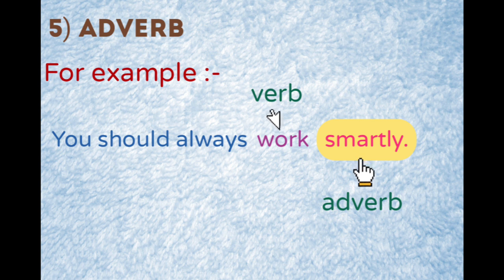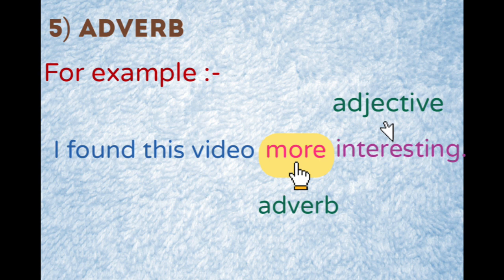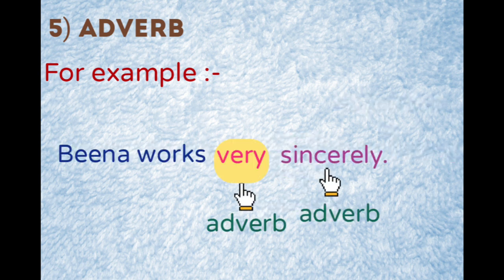Now I'll show you another example in which it will be adding meaning to an adjective. Look here, I found this video more interesting. Here, more is an adverb which is describing an adjective, interesting. Next example is Beena works very sincerely. Here, an adverb is describing another adverb. One adverb is adding meaning to another adverb. Here, very is an adverb which is describing another adverb, sincerely.